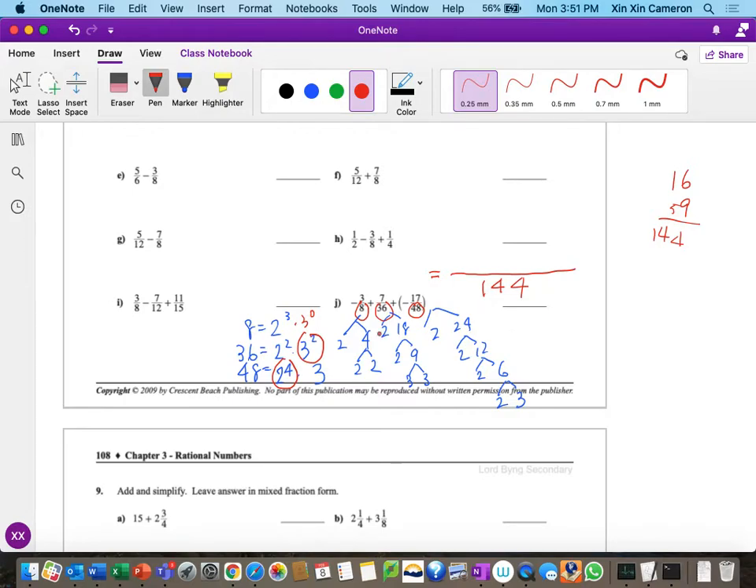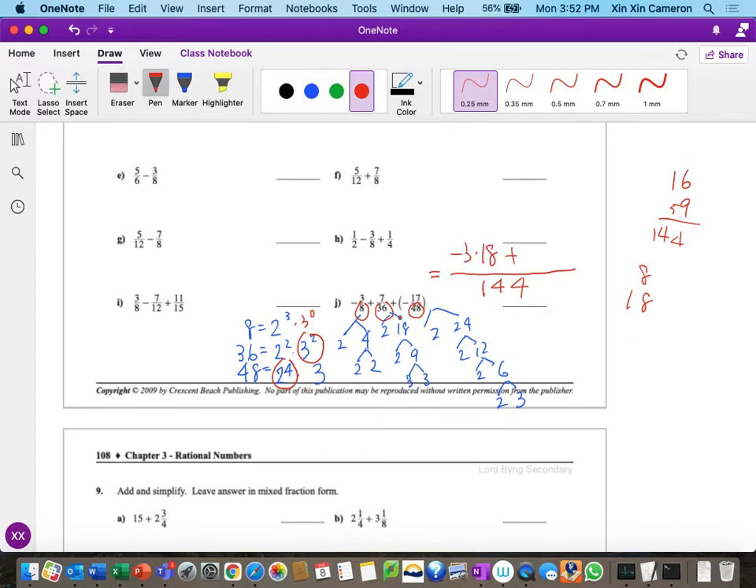Now on top, this one means 8. What did 8 multiply to become 144? 8 multiplied by 9 multiplied by 2. So 8 multiplied by 18. 8 multiplied by 18 gives me 144. So in this case, my top has to be multiplied by 18. So negative 3 multiplied by 18.